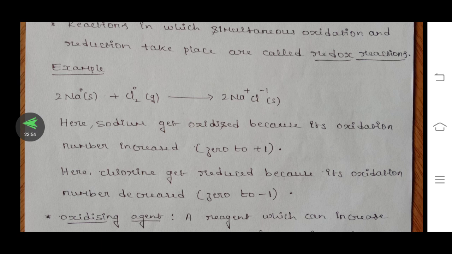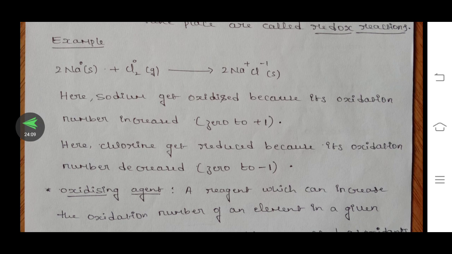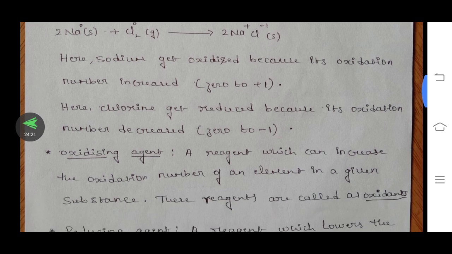Now see, from left hand side to right hand side, sodium oxidation state is increasing, that is plus, and Cl2 oxidation state is decreasing, -1. Here sodium gets oxidized because its oxidation number increased from 0 to +1. Next, here chlorine gets reduced because its oxidation number decreased from 0 to -1.